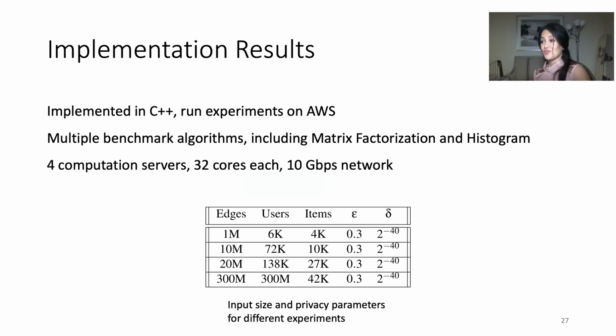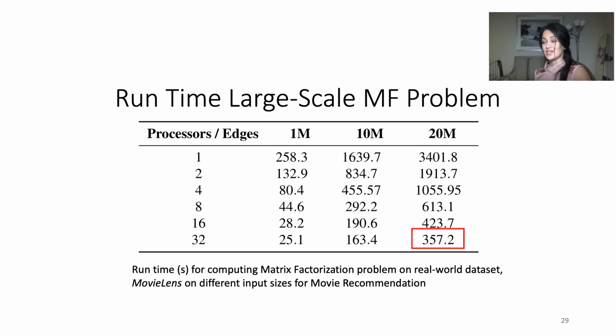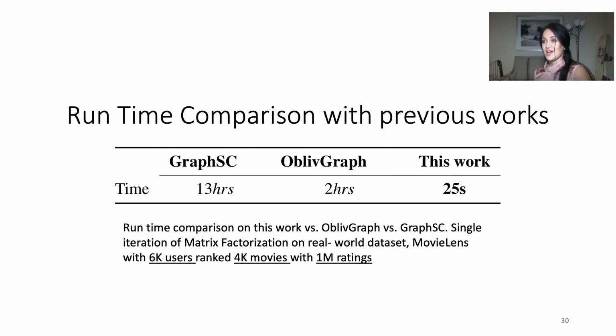We implemented our framework and ran it on different input sizes for histogram and matrix factorization problems. The differential privacy parameters are set to epsilon 0.3 and delta to be 2 to the negative 40. To recap on the results, our framework can securely compute histograms over 300 million users in about 4 minutes and compute sparse matrix factorization on 20 million records in less than 6 minutes. And here is the comparison of its running time with the previous solutions on the same dataset and the same problem.